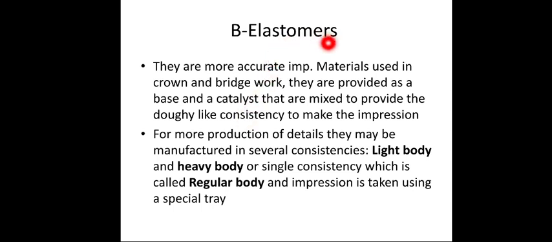The elastomers are mainly the polyether, polysulfide, polysilicon impression materials. We have two types of polysilicon, which is the condensation silicone impression material and the addition silicone impression material. These depend on the polymerization reaction to form the final consistency of the material, mostly provided as a paste.